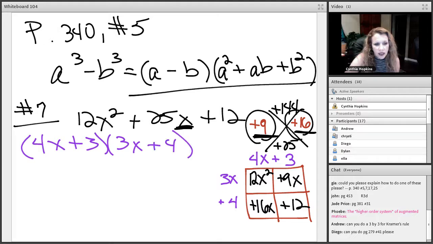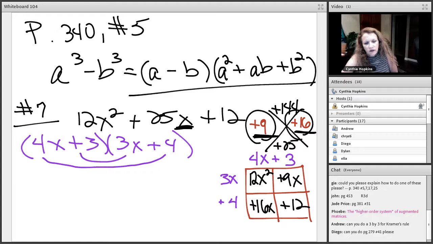Let's double check it. 4x times 3x is 12x squared. That's my first term. That's perfect. This 4x times 4 is 16x, plus 9x. That gives me my 25x in the middle. And then plus 12. It's perfect. Okay, so there you go for number 7.